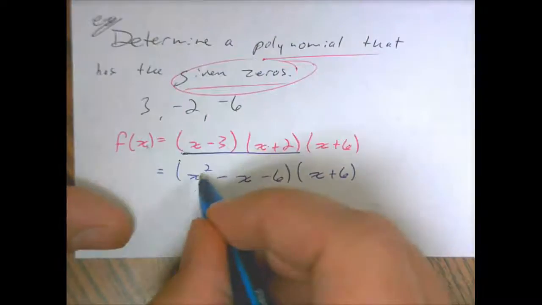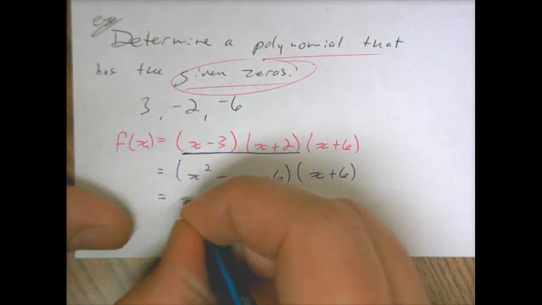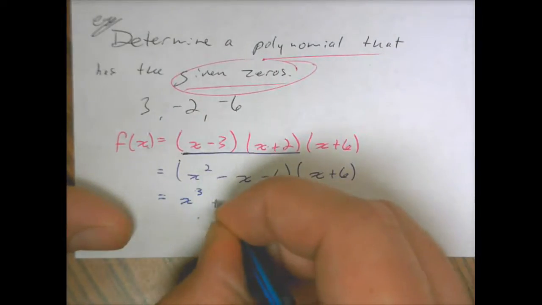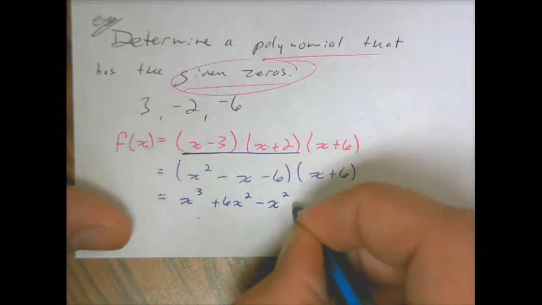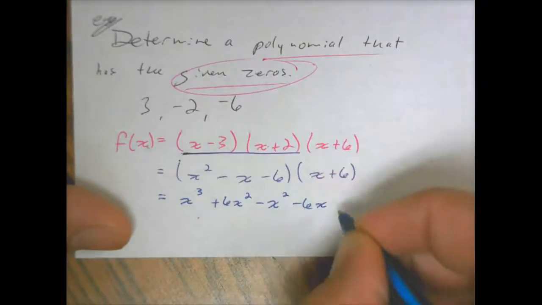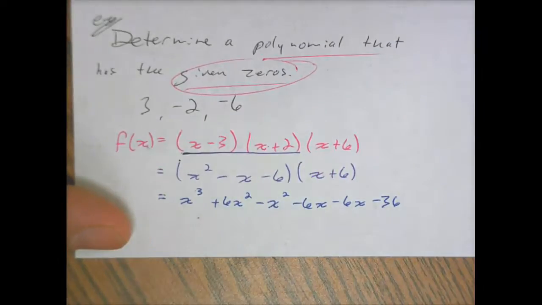Okay, anyways, then you can distribute x squared to both of these terms, so it would be like having x to the third plus 6x squared. And then distribute the negative x, so minus x squared minus 6x. And distribute the negative 6, so minus 6x minus 36. And then it's just a matter of combining like terms.